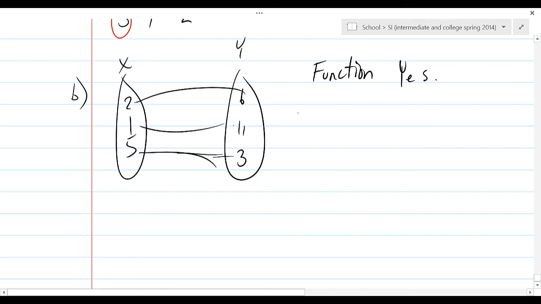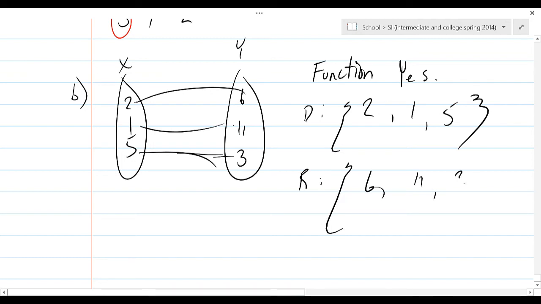Okay. So what's the domain? The domain is 2, 1, well, I guess I should write it side by side. 1, 5. That was easy. And what's the range? 6, 11, 3.